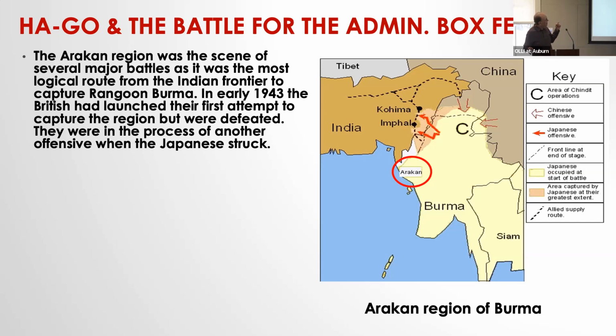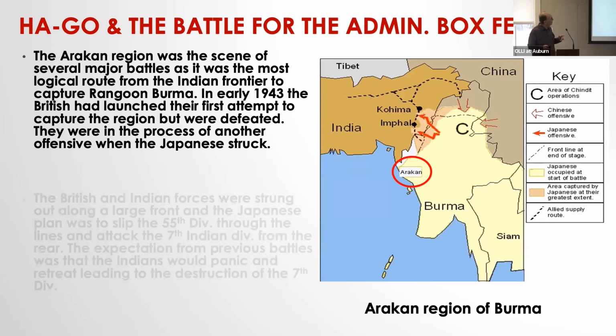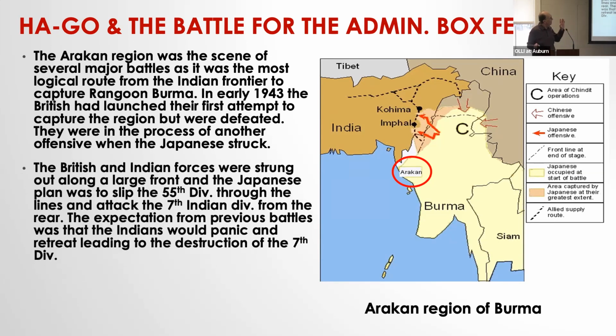Well, the Japanese are actually going to preempt the British by launching this assault in Arakan. Remember, this is the first part of Mutaguchi's big plan. And so they are going to do that. What they're going to do is they're going to have their 55th Division, the Japanese 55th Division, basically sneak through the jungle and surround the Indian 7th Division in Arakan.